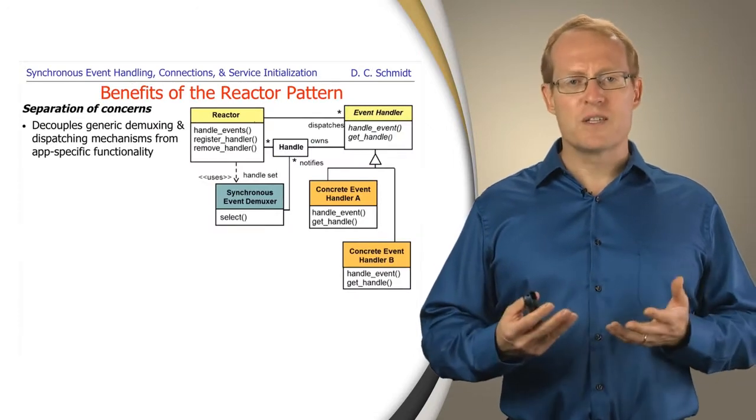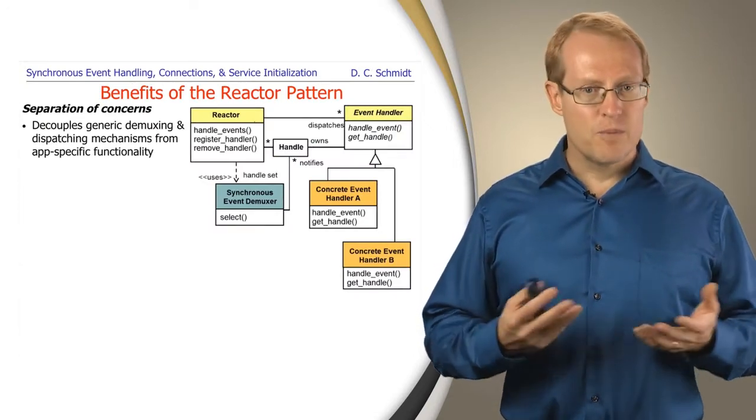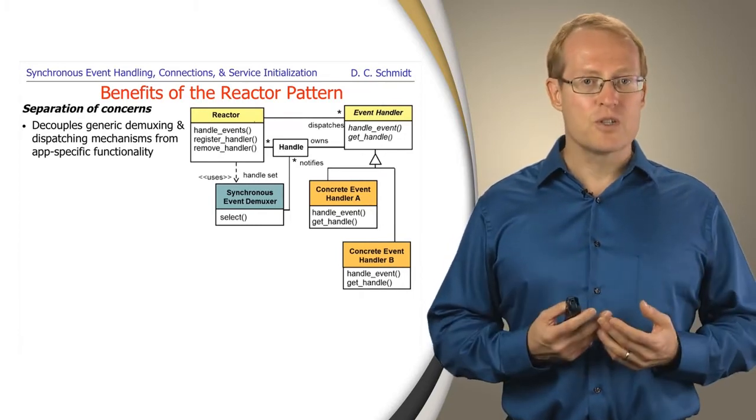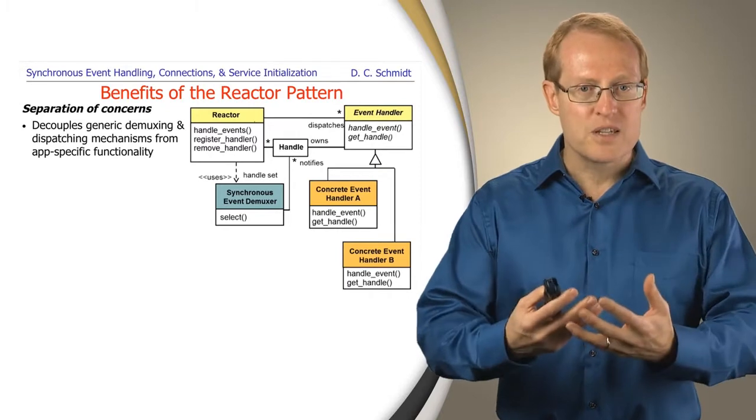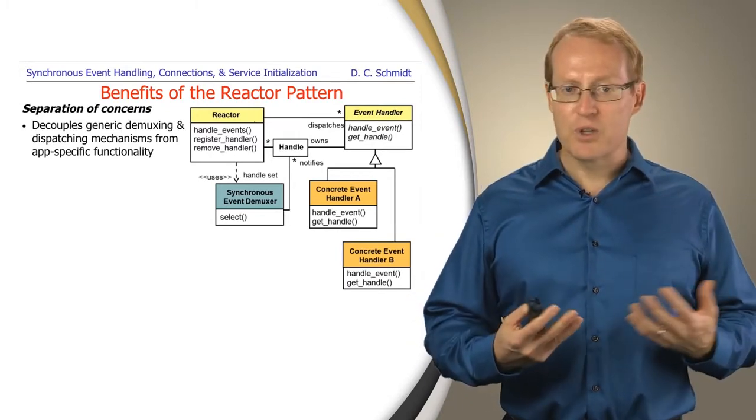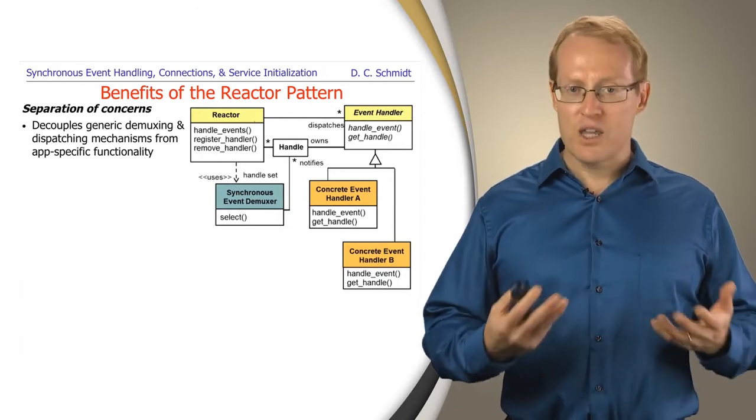So let's talk about some of the benefits and limitations of these various patterns. From the reactor pattern point of view, some of the benefits are this very strict separation of concerns. The infrastructure processing is done by some of the core parts of the pattern. You as an application developer don't have to write this code. You just have to know how to use it effectively.